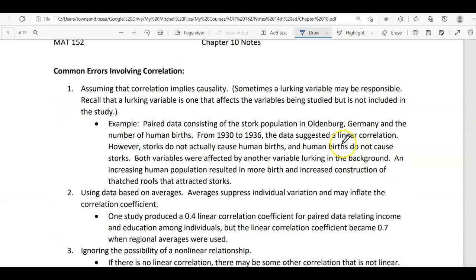So let's talk about some common errors. Do we have to be careful about correlation? And the answer is yes. For one, we cannot assume that correlation implies causation. Sometimes there could be a lurking variable that's responsible for that regression to go on. Remember, a lurking variable is something that isn't measured in the original study, but it could affect the outcome.